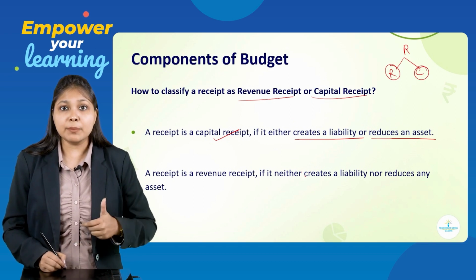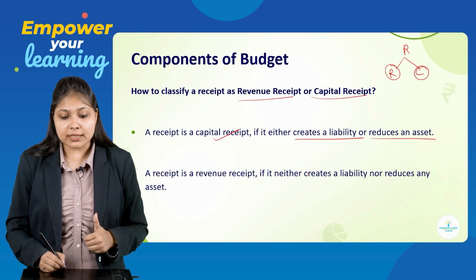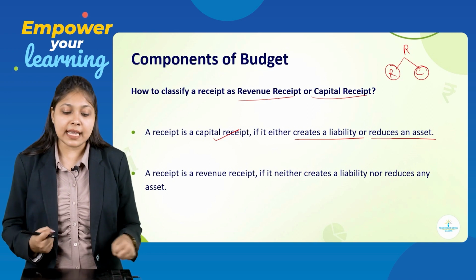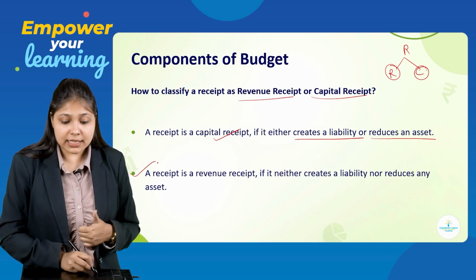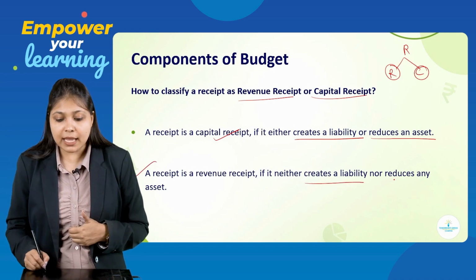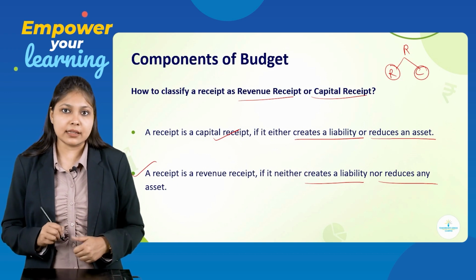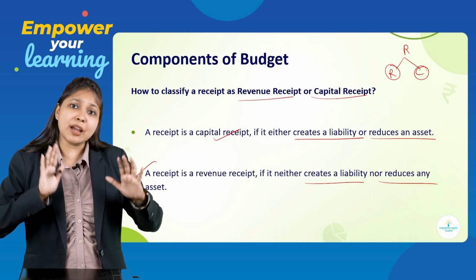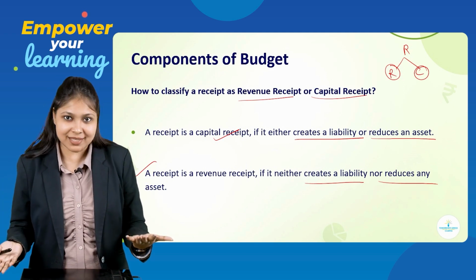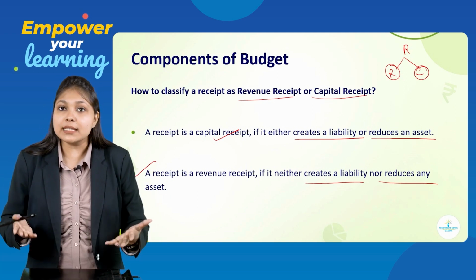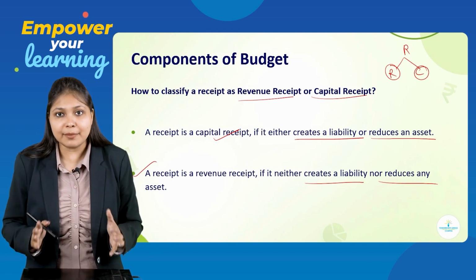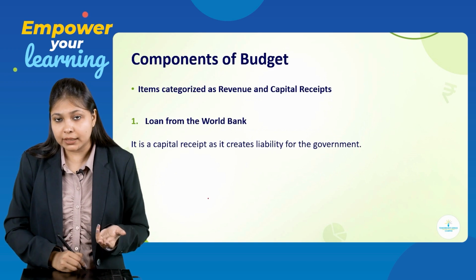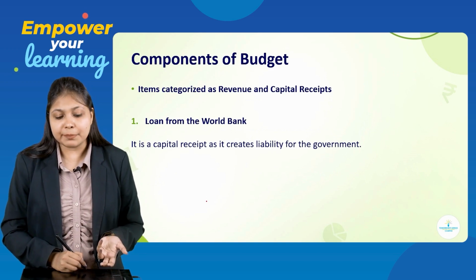Any receipt will be called a capital receipt if it either creates liability or if it reduces an asset. And a receipt is a revenue receipt if it neither creates liability nor reduces any asset. So just the opposite of capital receipt is your revenue receipt, or just the opposite of revenue receipt is your capital receipt. Revenue receipt is the receipt which will not create any liability on the government, as well as it will not reduce any asset of the government. So a few examples we can take.